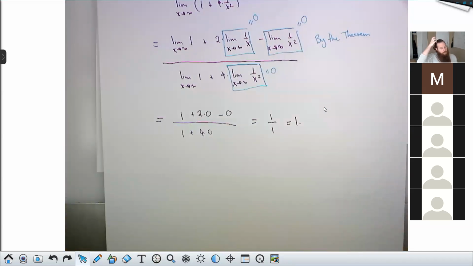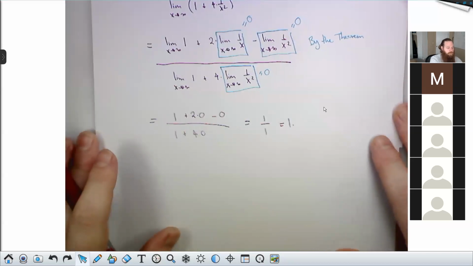This is where that rule you learned in pre-calculus comes from, right? You may have even learned it in college algebra, where if you want to find the horizontal asymptote, you compare the degree of the top to the degree of the bottom. That rule comes from this fact, comes from this theorem.